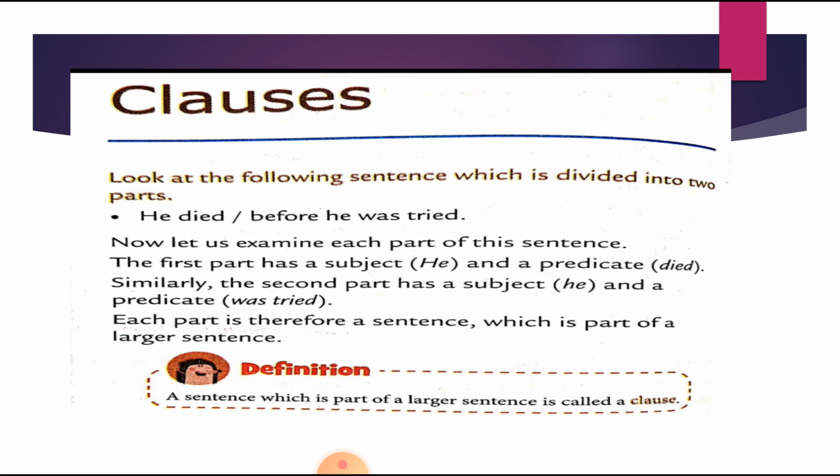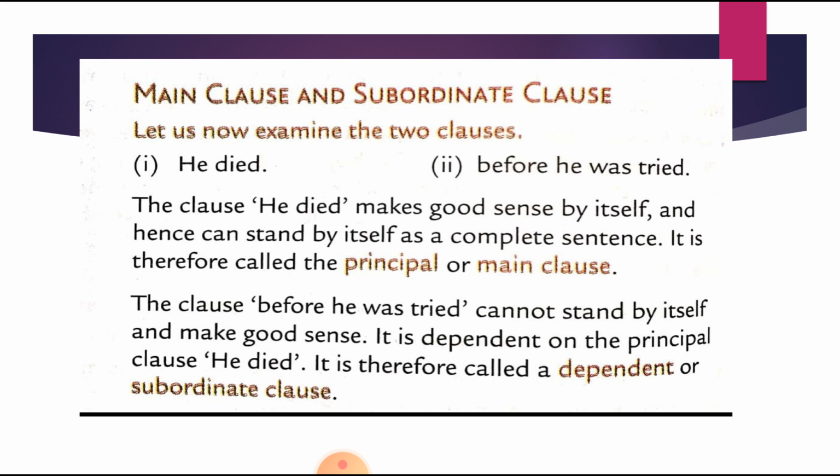See, what is the definition of a clause? A sentence which is a part of a larger sentence is called a clause. See, the clause is a group of words that includes a subject and a verb, and it may be a sentence or the part of a sentence, and it has both subject and verb, so that is called a clause. See, main clause and subordinate clause. There are two types of clause, main clause and subordinate clause.